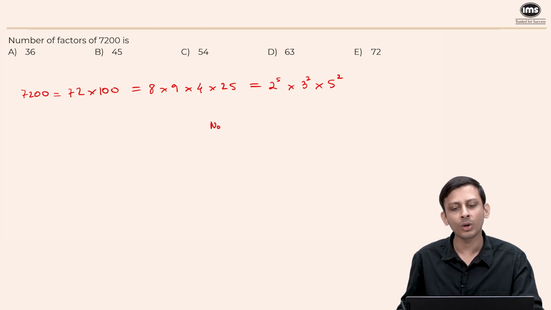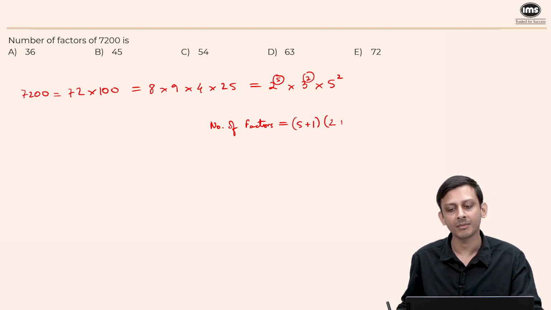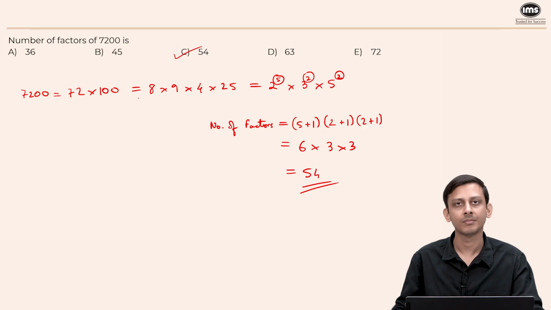Now we can find out the total number of factors. We know the method. This is a basic method. Here the power is 5, so we will get 5 plus 1, into the power is 2, so we will get 2 plus 1, the power is 2, so again 2 plus 1. So we will get 6 into 3 into 3. 6 into 9, which is equal to 54. And therefore the answer is option C.